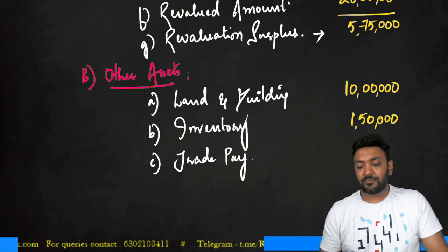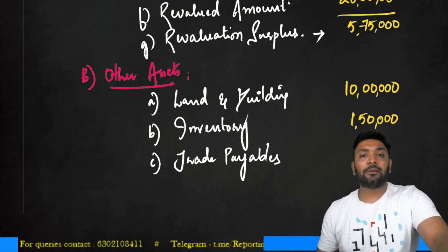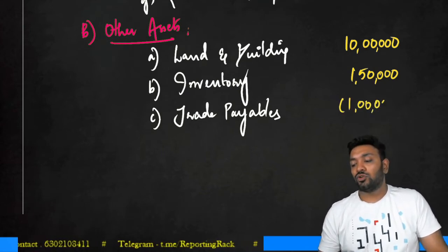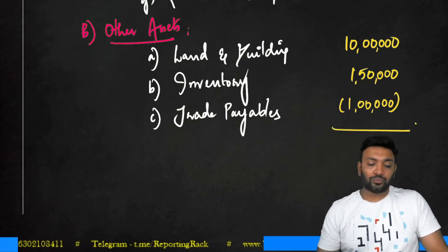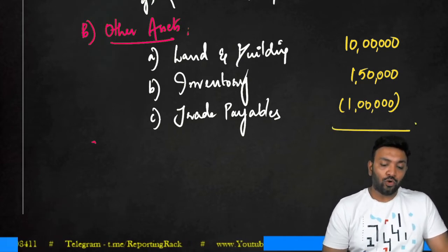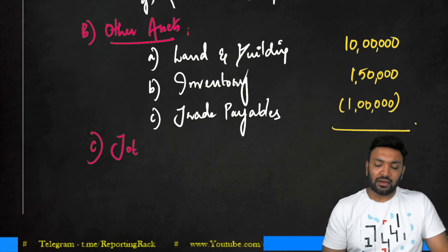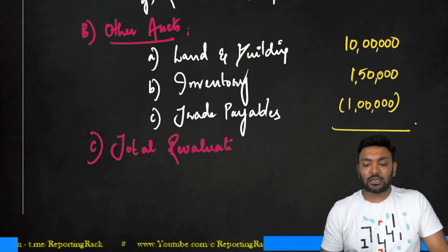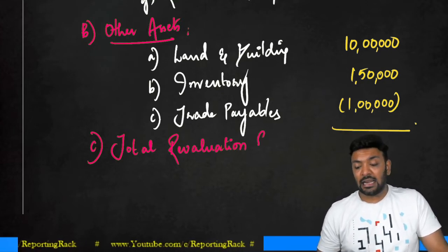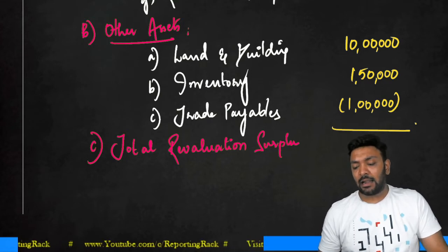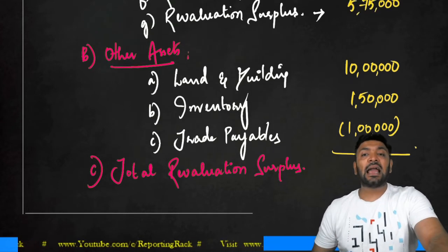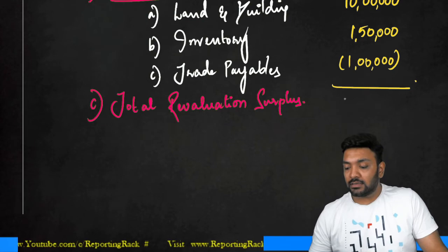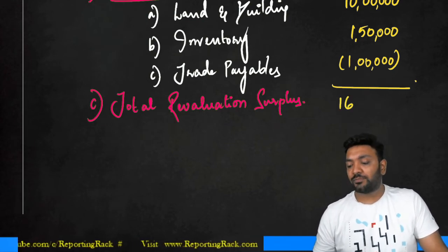Trade payables by 1,00,000, which is negative. Total amount, part C, total revaluation surplus: four items total: plant and machinery, land and building, inventory, trade payables. 5,75,000, 10,00,000, 1,50,000, and 1,00,000. Then the answer will be 16,25,000.